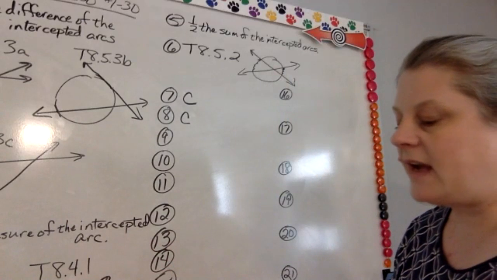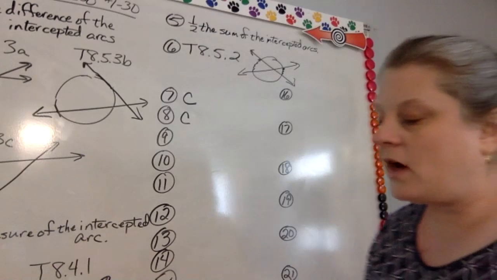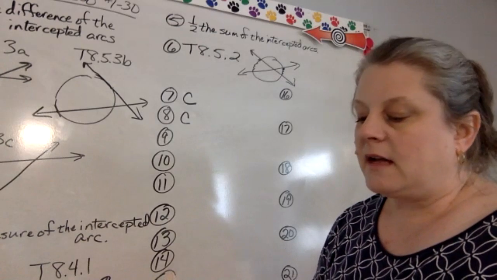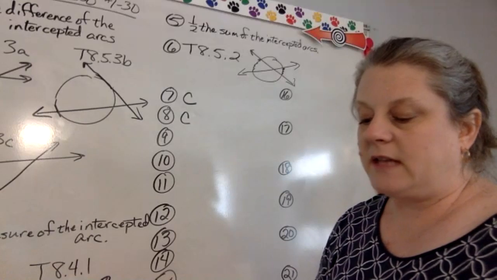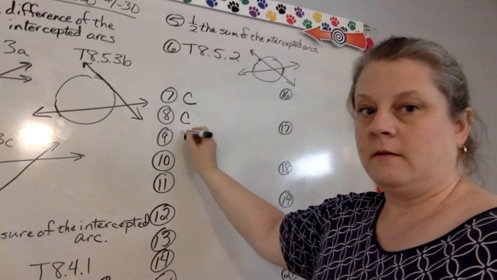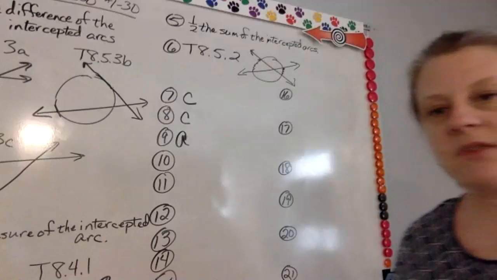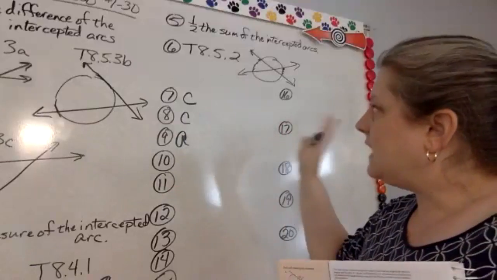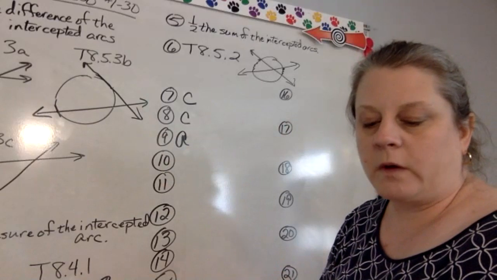So let's look at number 9, angle 3. If you find it, it's actually on the circle, correct? Everybody see it up there at the top? The vertex of 3 is actually on the circle. So is it going to be A, B, or C? A. If the vertex is on the circle, it's A, half the measure of the arc. If it's inside, it's B. If it's outside, it's C.